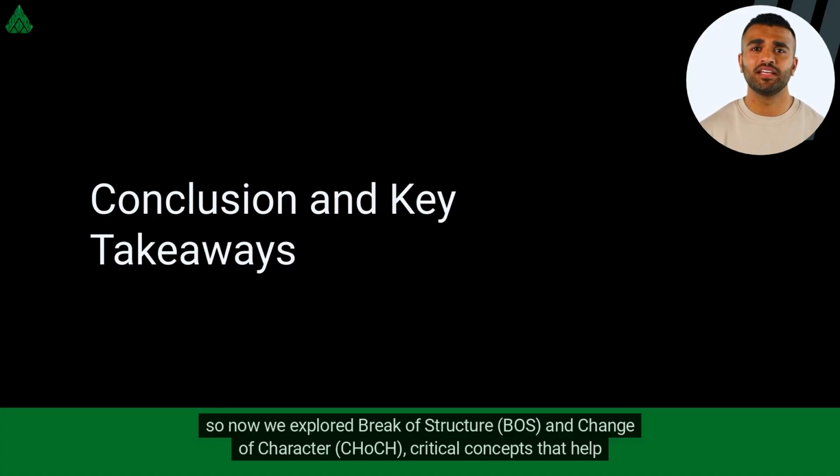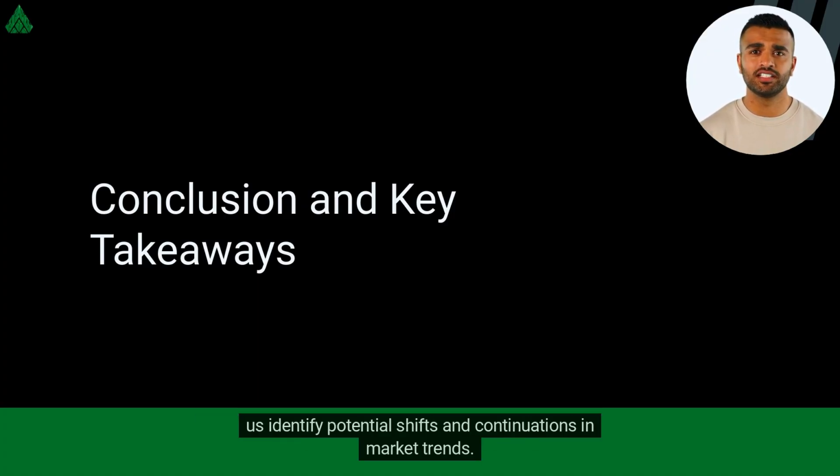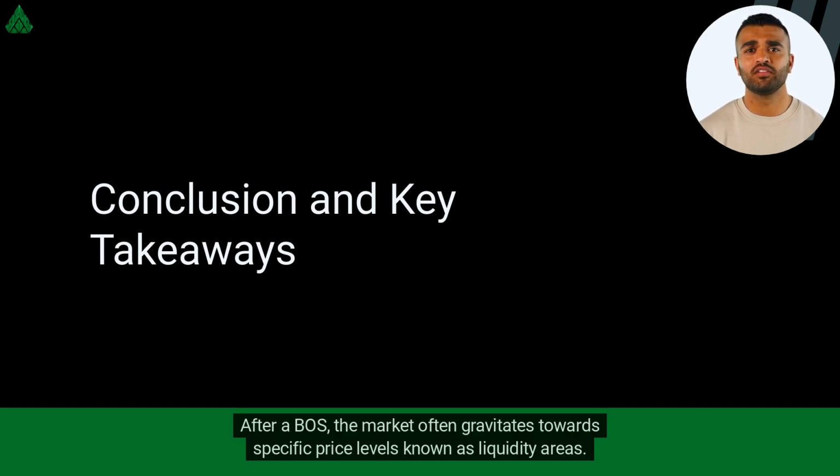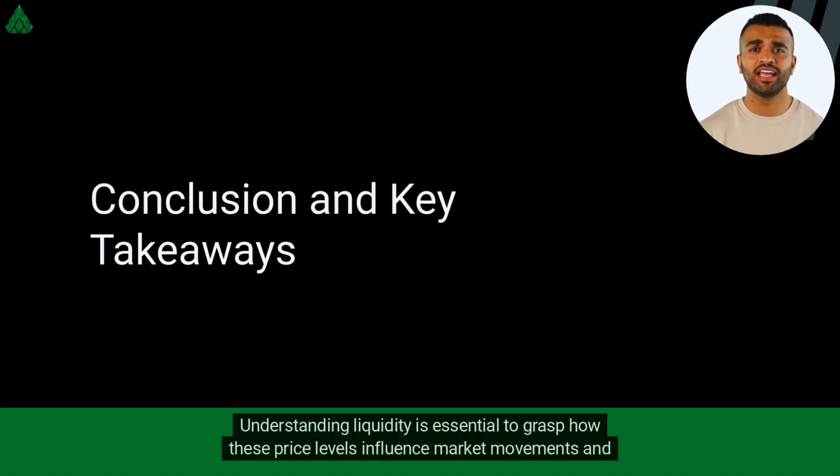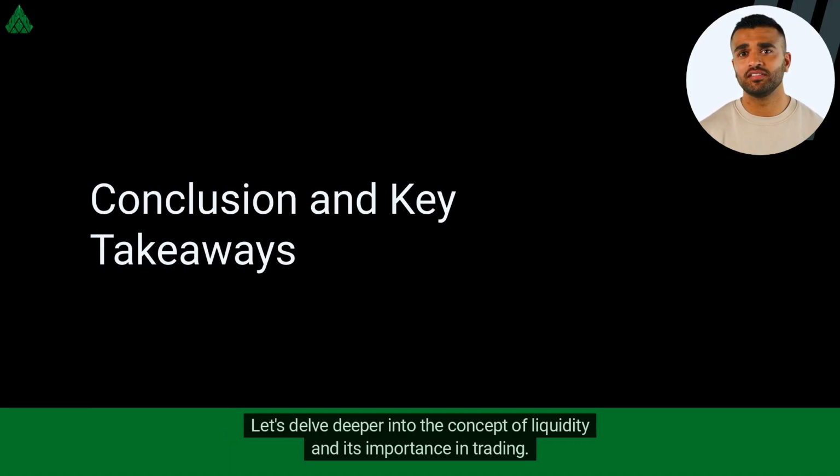So now we explored break of structure, BOS, and change of character, CHOCH, critical concepts that help us identify potential shifts and continuations in market trends. After a BOS, the market often gravitates towards specific price levels known as liquidity areas. These areas are where significant trading activity occurs, as market participants seek to execute large orders efficiently. Understanding liquidity is essential to grasp how these price levels influence market movements and trader behavior. Let's delve deeper into the concept of liquidity and its importance in trading.